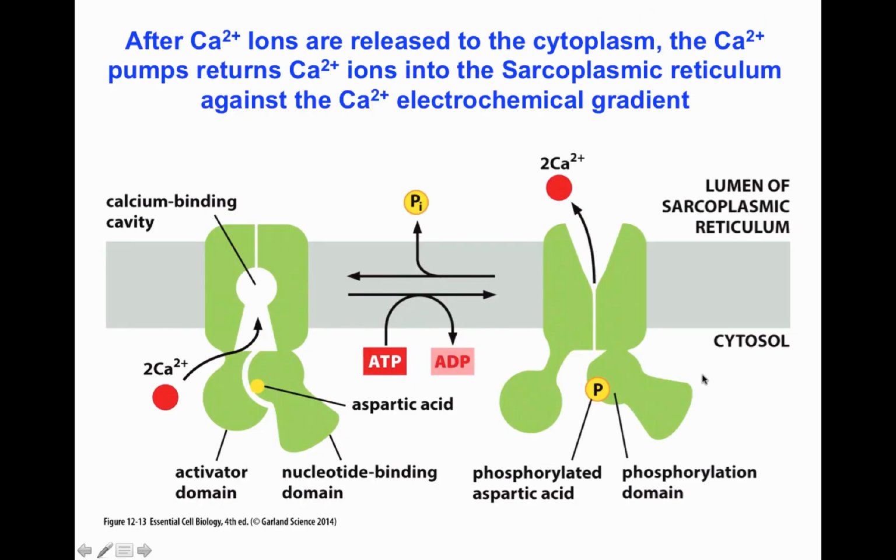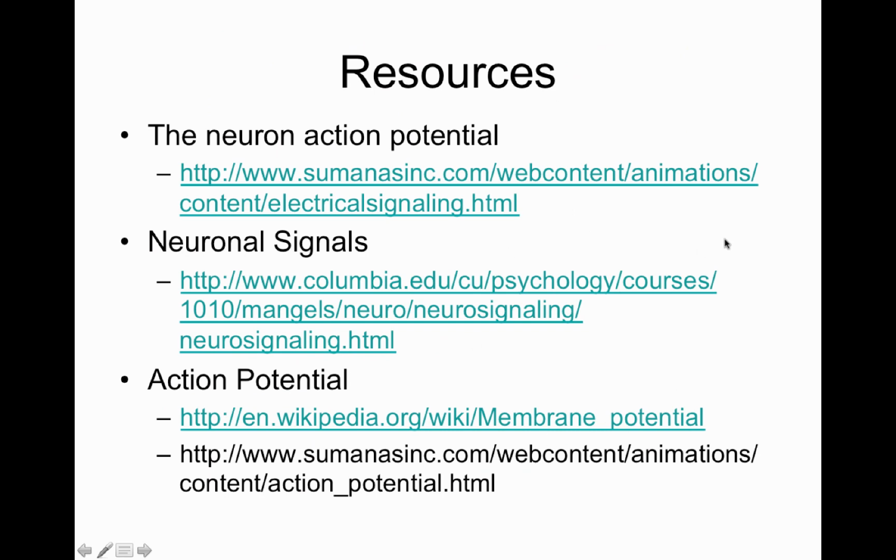Eventually, the muscle needs to relax, and part of that relaxation involves pumping the calcium from the cytoplasm back into the lumen of the sarcoplasmic reticulum. As we mentioned earlier, that is done by the calcium pumps that use ATP hydrolysis to pump the calcium back inside the lumen of the sarcoplasmic reticulum.